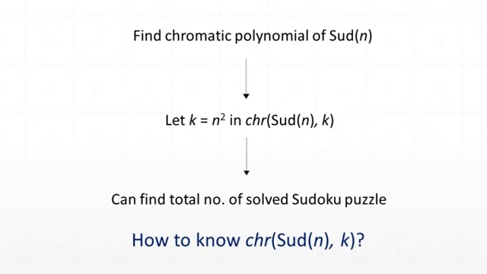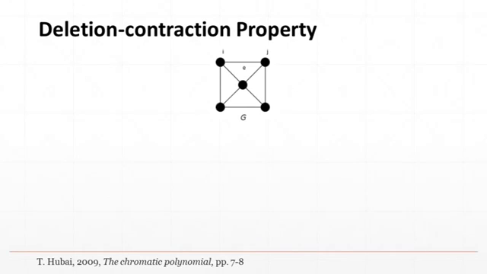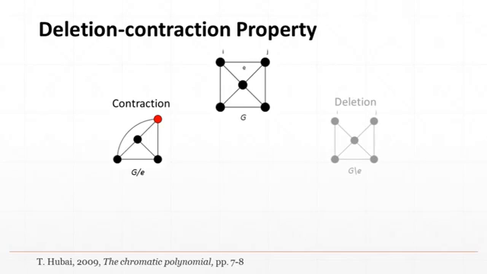It is previously proved that Sudoku can be expressed as a graph Sud_n. Therefore, by finding the chromatic polynomial of Sud_n and letting k equal n squared, the total number of solved Sudoku puzzles can be found. But how can we know the chromatic polynomial of Sud_n? We can determine it by deletion-contraction property, where contraction refers to unifying vertices i and j into one vertex, and deletion is deleting edge ij from the graph.